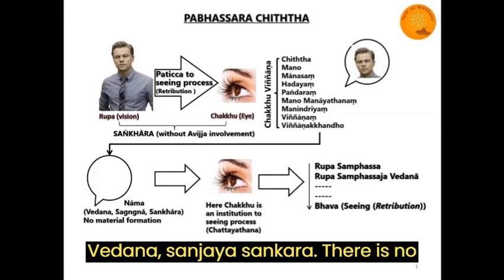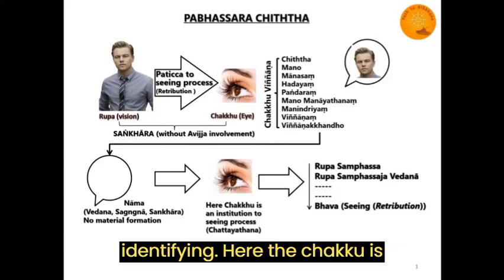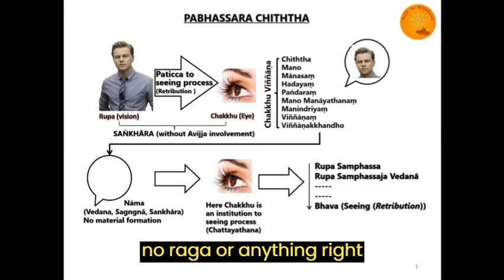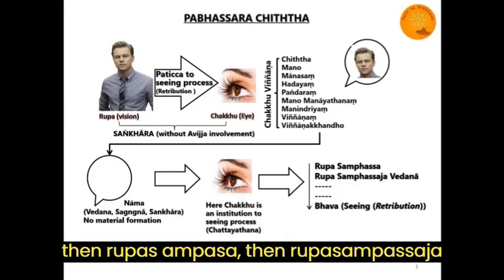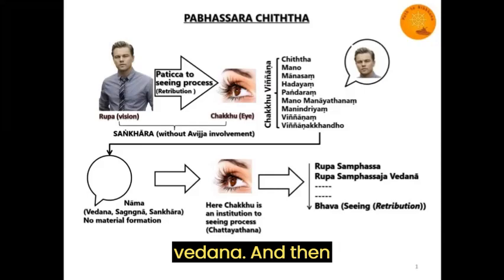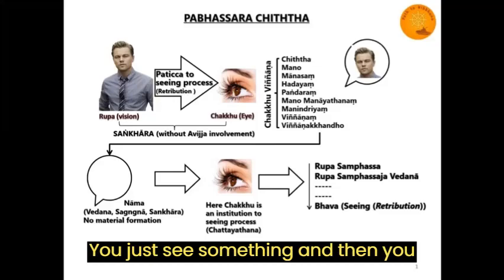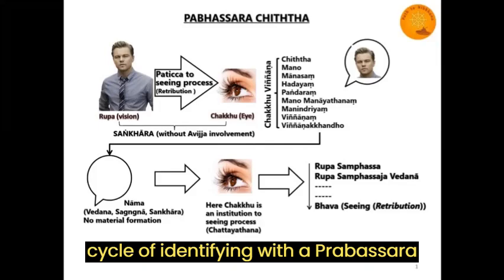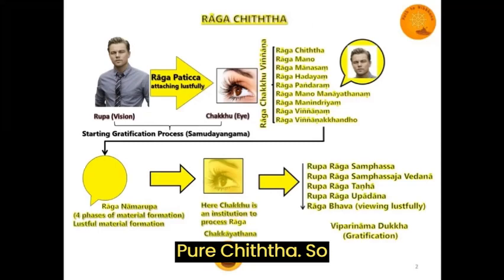Nama are Vedana, Sanya, Sankara. There is no material formation because you are just identifying. Here the chakku is an institute for the seeing process. There is no raga or dvesha or anything, right? Then rupa sampassa. This happens even to Ariyatun Vahanse. Then rupa sampassa, then rupa sampassa ja vedana, and then bhava. Bhava is the seeing process. You just see something and then you identify. So that is the cycle of identifying with a prabhasara chitta, or a pure mind, pure chitta, right?